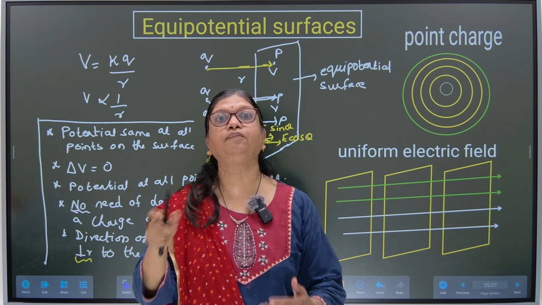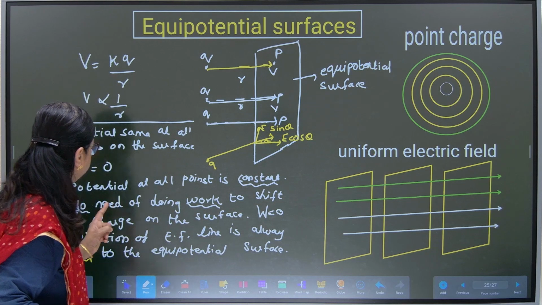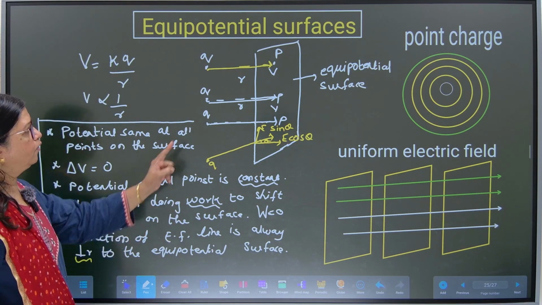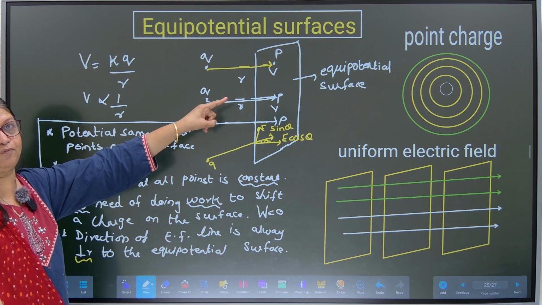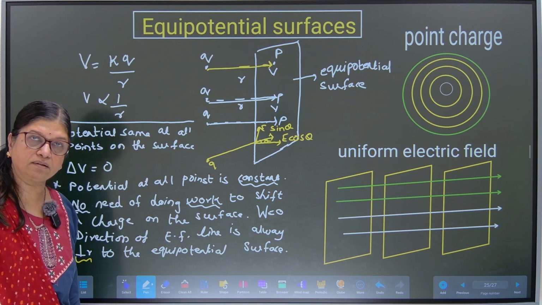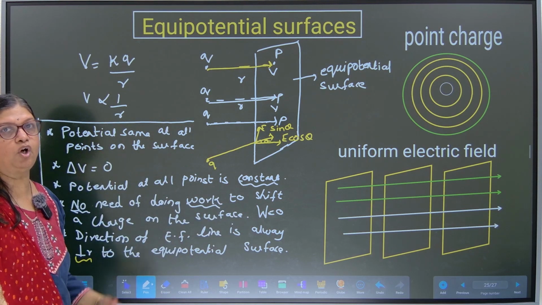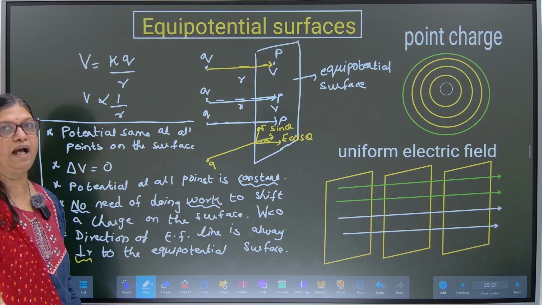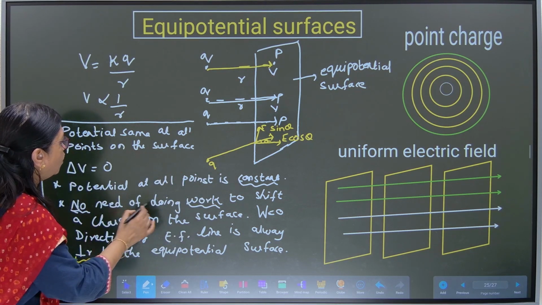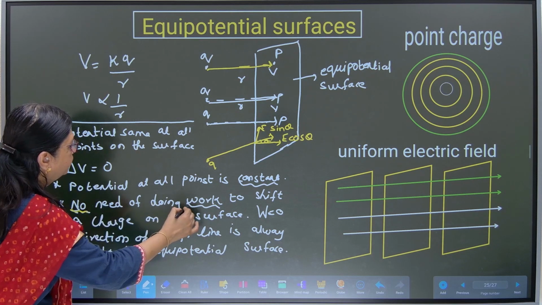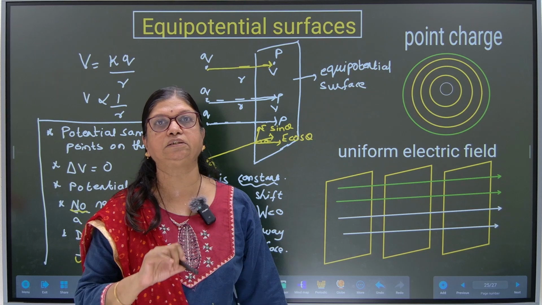Then, if there is a component of electric field, if I want to shift one charge from one point to another point on the equipotential surface, I would have to do some work because electric field is there, component is there. I would have to do some work. So, it would contradict that I don't need to do any work according to the concept of equipotential surface.